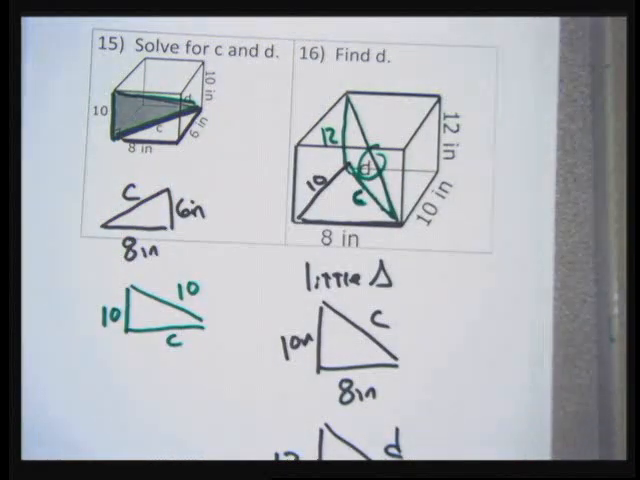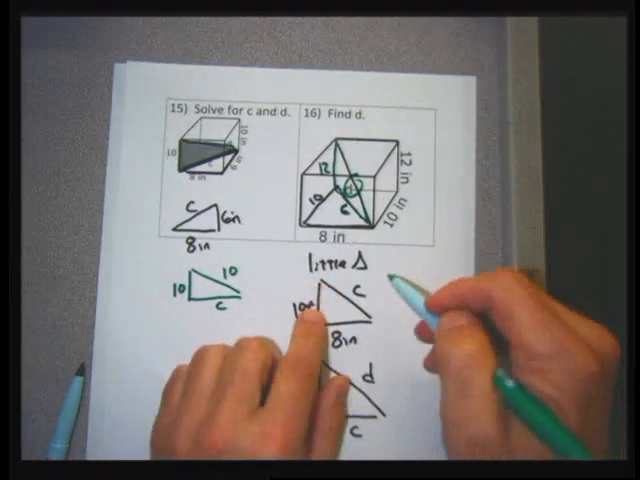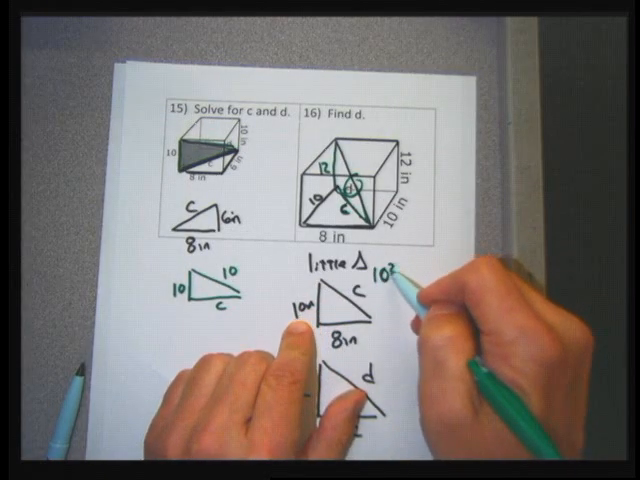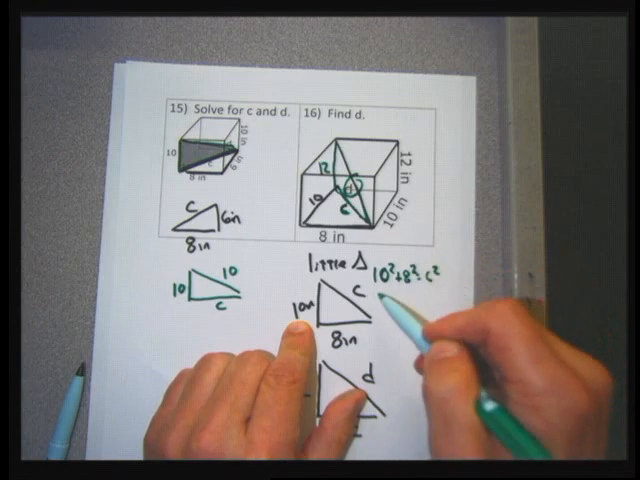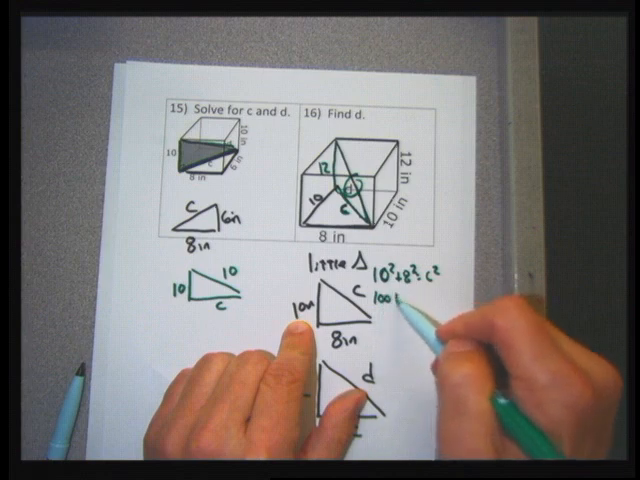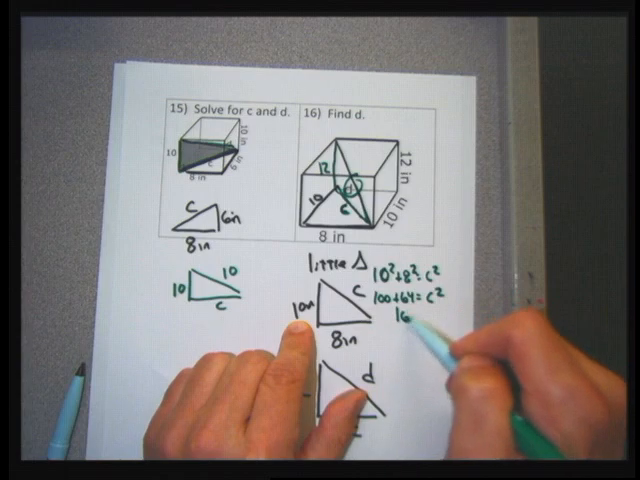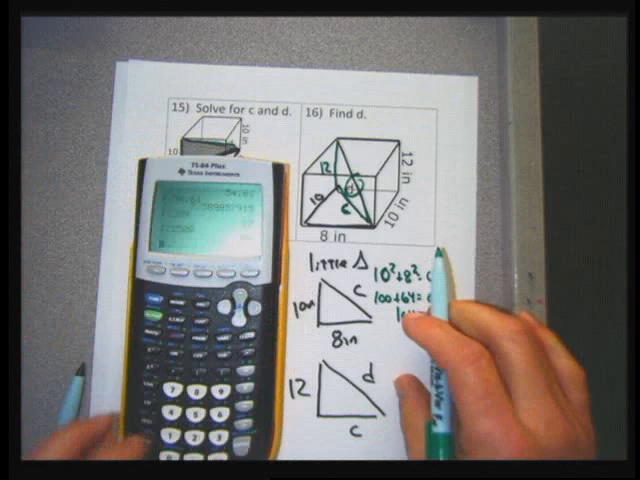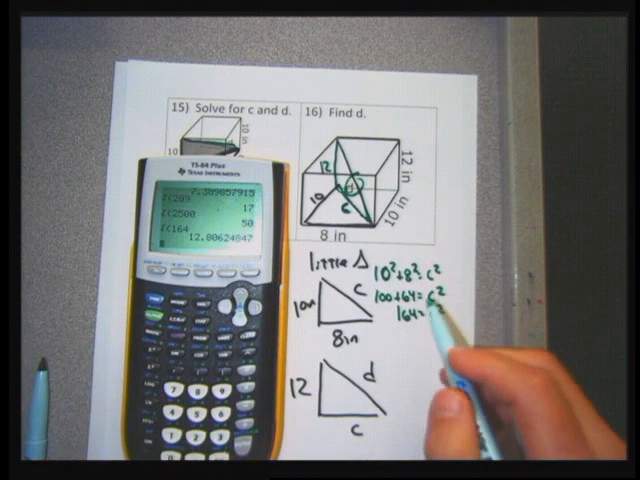I'll make mine more like yours. So back this out so you can see this. So here I'm going to go 10 squared plus 8 squared equals C squared. This gives me 100 plus 64 equals C squared. So 164 equals C squared. And I'm just going to square root that. So I'm going to go second square root of 164, which gives me 12.81 rounded.